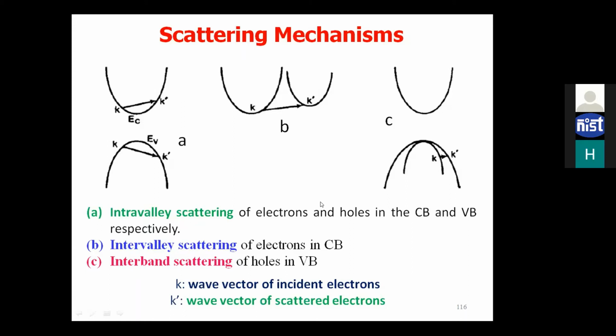Now there is a chance the scattering may be interband scattering. Interband in the sense, let us take the valence band. As per our discussion from last class, there may be a heavy hole and a light hole band. There is a chance the hole present in the light hole band may face a scattering and finally move to the heavy hole band. In this case, we say it is interband scattering.